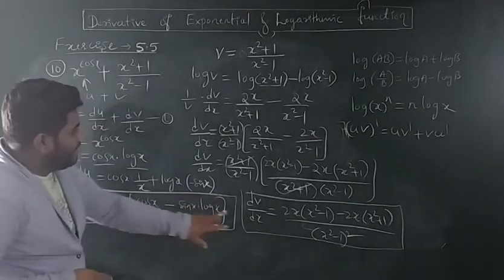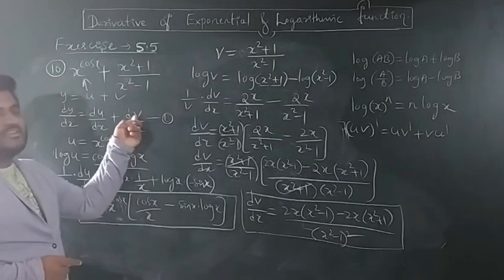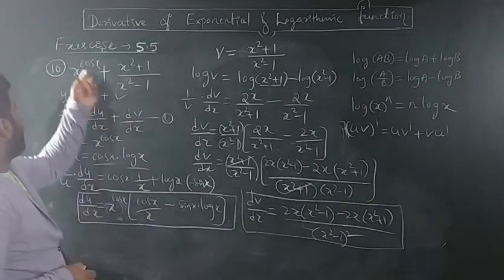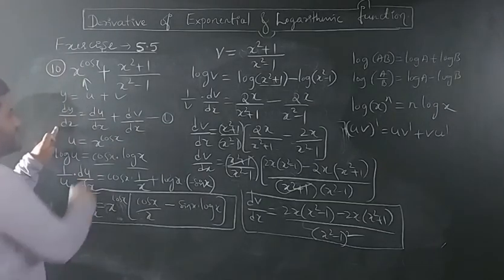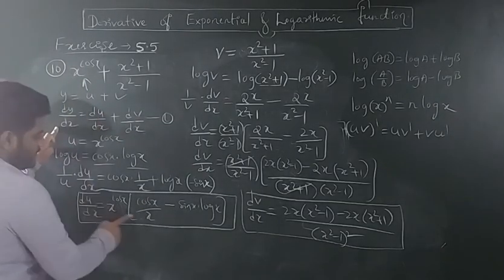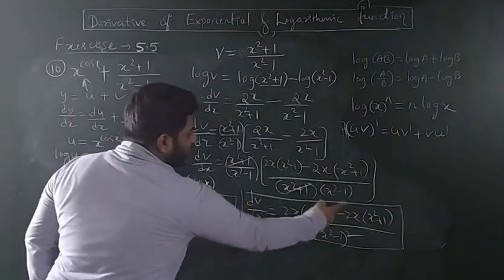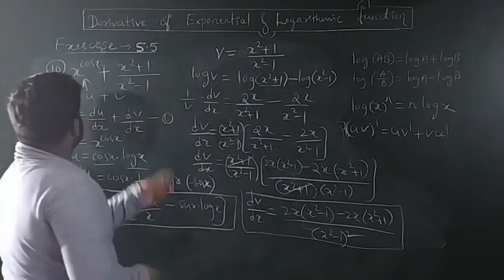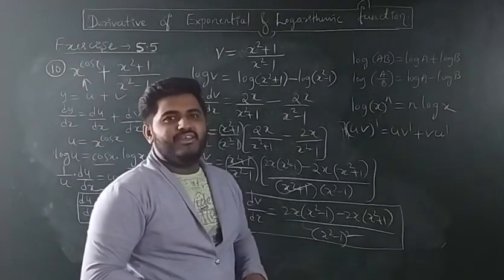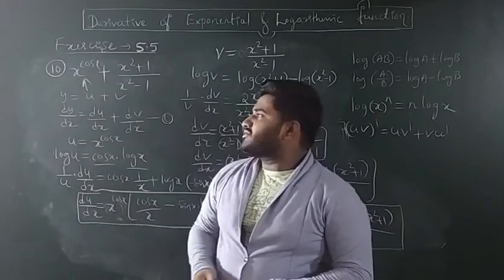By substituting these two values in equation number 1, we can get the answer for this question, because dy by dx is there. In place of du by dx we have to put this value, and in place of dv by dx we have to place this value. By placing these two values we can get the dy by dx of the following question.